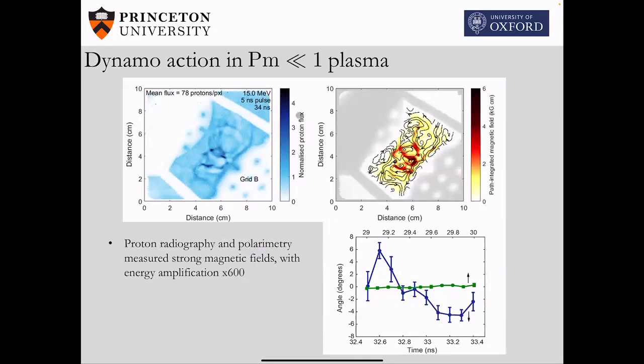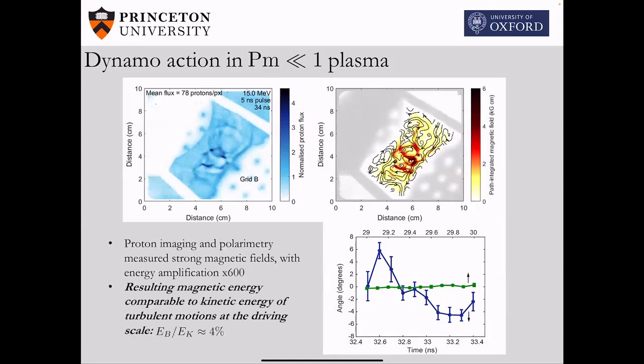Because this was the first time we fielded this process of going from the image itself to these path integrated fields, we also employed another standard laser plasma diagnostic, polarimetry, looking at the rotation of the polarization of the Thomson scattering probe beam to confirm any magnetic field measurements we obtained. And the good news is that we found consistent values from both the proton radiography and the polarimetry. We obtained strong magnetic fields of the order of 120 kilogauss and an associated energy amplification from pre to post collision of about 600 times.